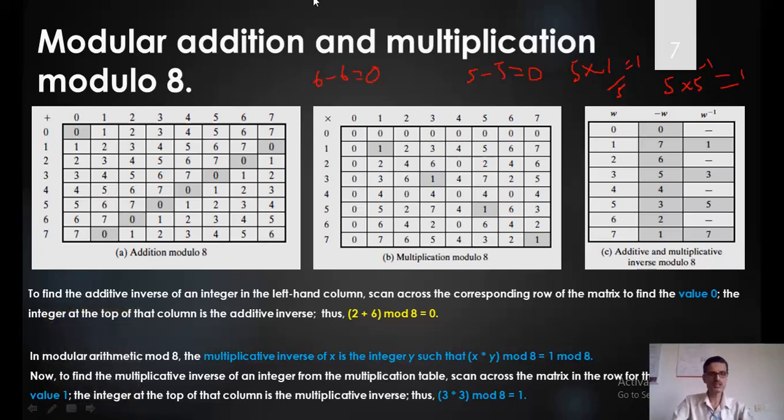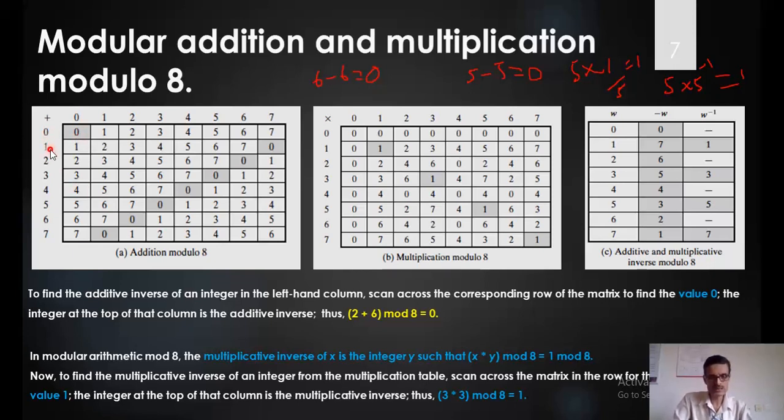Okay, now how to identify the additive inverse and multiplicative inverse? I have listed already the additive inverse of all the numbers. So now I said the answer should be equal to 0. When you perform this addition under the modulus 8, the answer should be 0. So for 0 it is 0 only, correct?